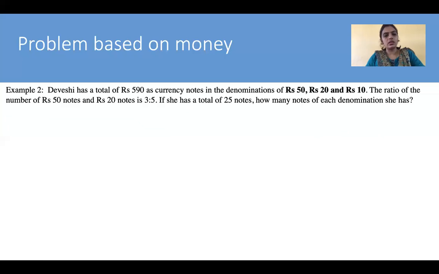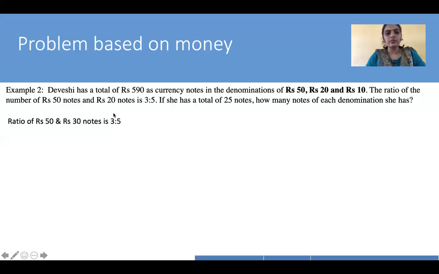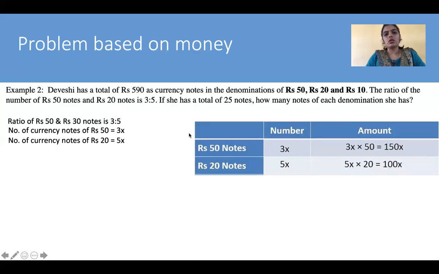Our next question is, Devashi has a total of rupees 590. So Devashi has 590 rupees in the form of 50 rupee, 20 rupee and 10 rupee notes. Again, the ratio of the number of 50 rupee notes and 20 rupee notes is 3:5. So let's suppose the number of 50 rupee notes is 3x and the number of 20 rupee notes is 5x.